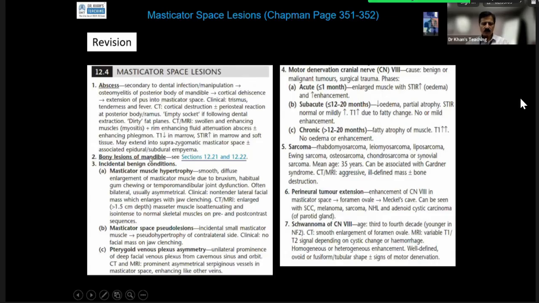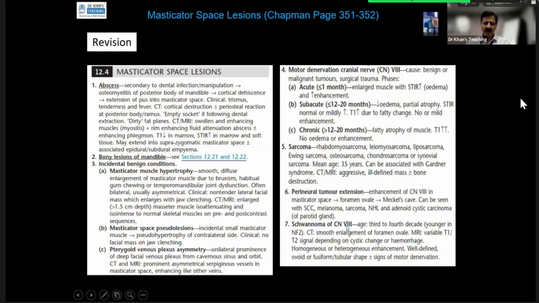Then bony lesions from the mandible. No, it was not. Incidental benign conditions are usually incidentalomas, so they are not. There was a tumor there, right? Now, motor denervation. No, it was not. Sarcoma. It doesn't look all that invasive. Perineural tumor extension. No, it was not. And then schwannoma of cranial nerve. There is a bit of a typo there. Cranial nerve: the mandibular division of the trigeminal nerve. So this is what it is.